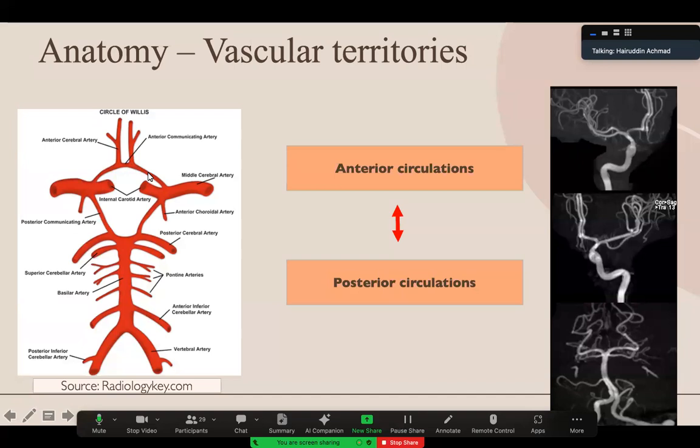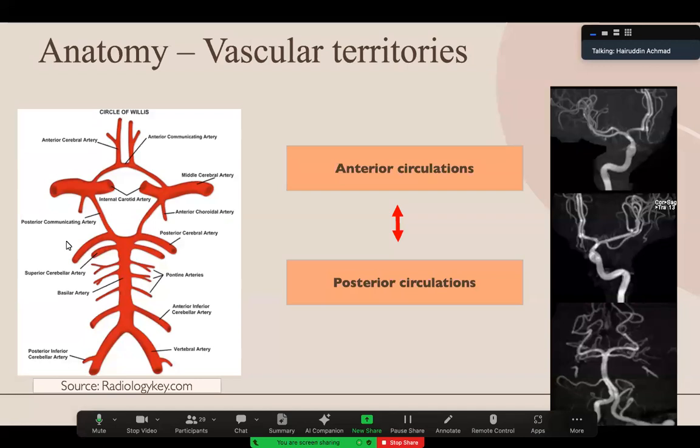Now the posterior circulation comes from the vertebral arteries, right and left, which converge to form the basilar artery. And then this will divide into the posterior cerebral arteries. Along the way, we have branches, but sometimes they are there, sometimes they are hypoplastic, but these are the common vessels that we are looking for. Then what connects the anterior and posterior circulations is the posterior communicating artery.